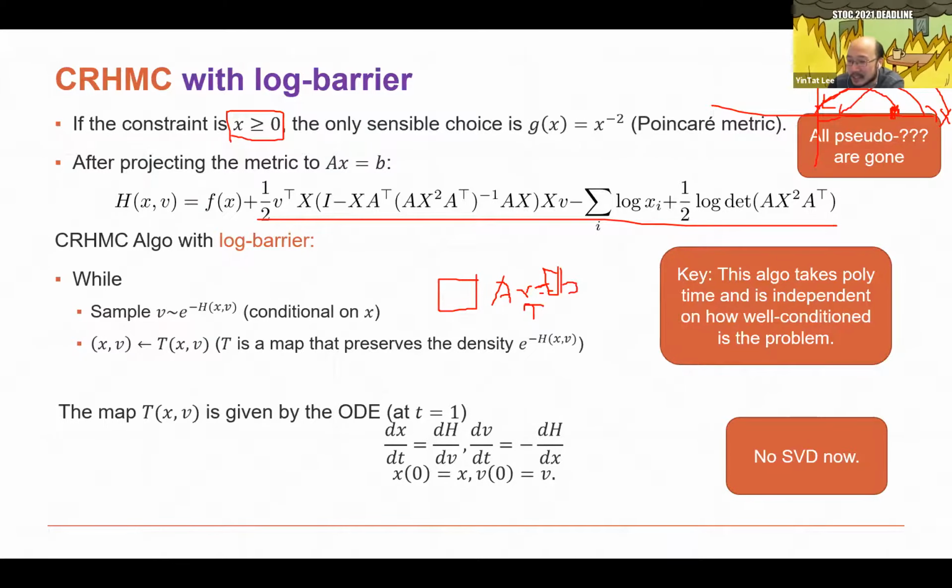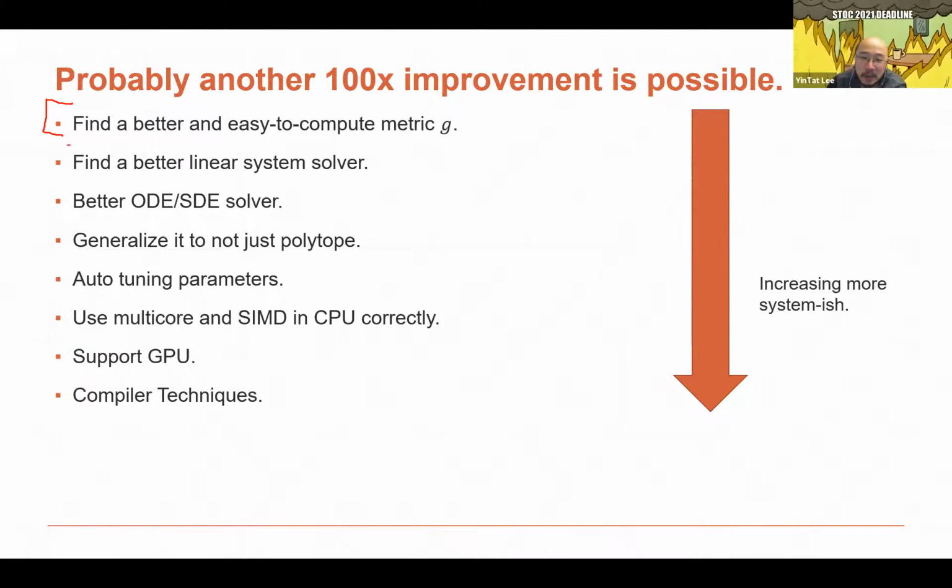The first thing we want to fix later is exactly what Roland said. It turns out there are some polytopes with many redundant constraints, and our metric is not ideal for those polytopes. We still haven't figured out a barrier, or a metric, that is easy to compute and faster. Another thing we want to study is how to solve the linear system faster.